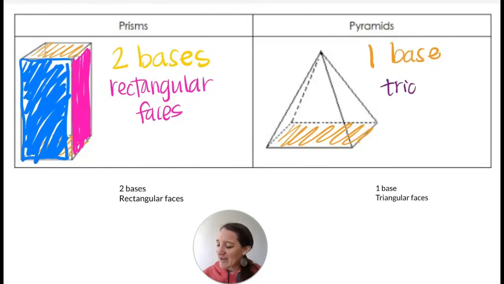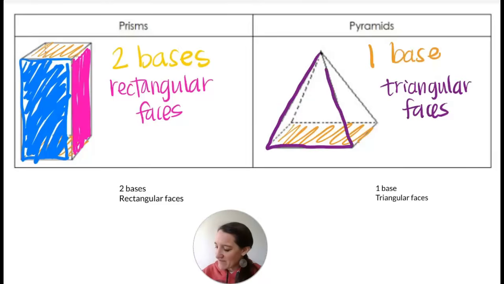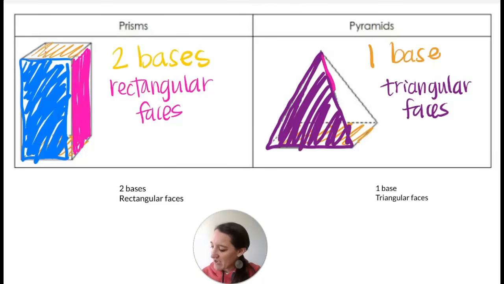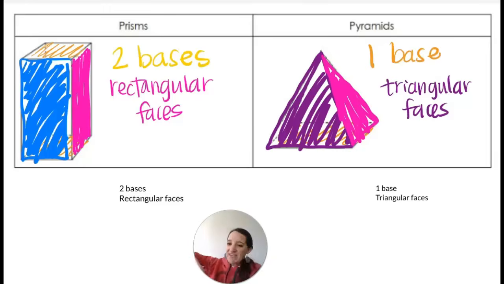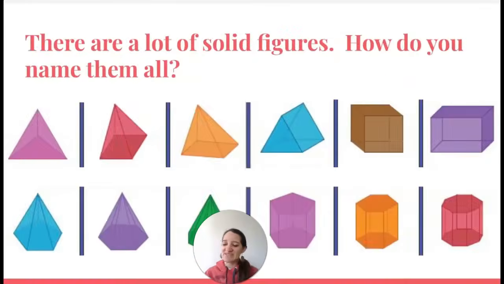Pyramids do not have rectangular faces. They have triangular faces. Let me show you what I mean by that. Coming off the base, we have a triangle right there, don't we? So that's a triangular face. And then we have another triangle right here, and there's another triangle in the back, right? So if you have lots of rectangles, it's a prism. If you have lots of triangles that come together to a point, that is what makes it a pyramid.